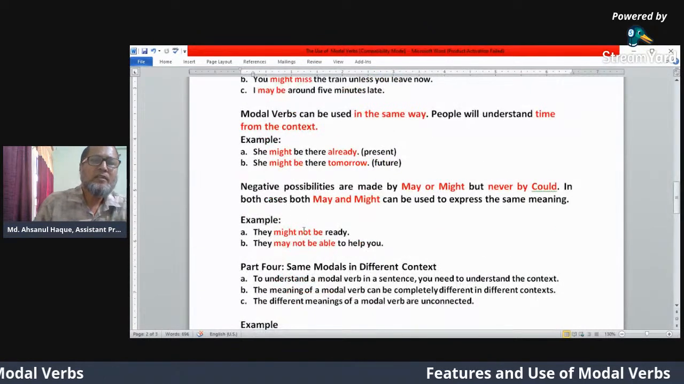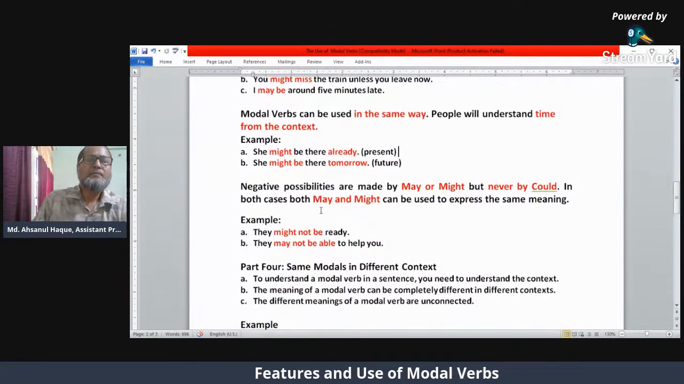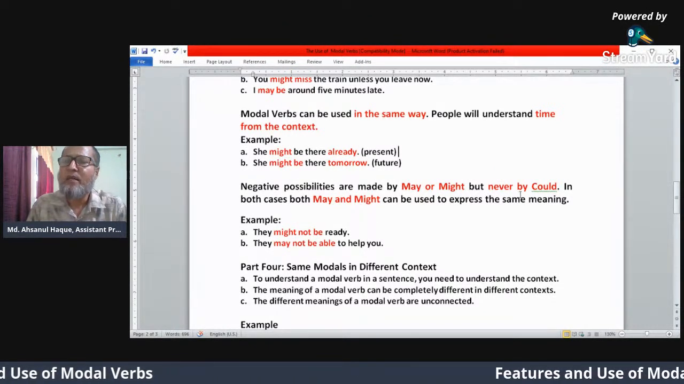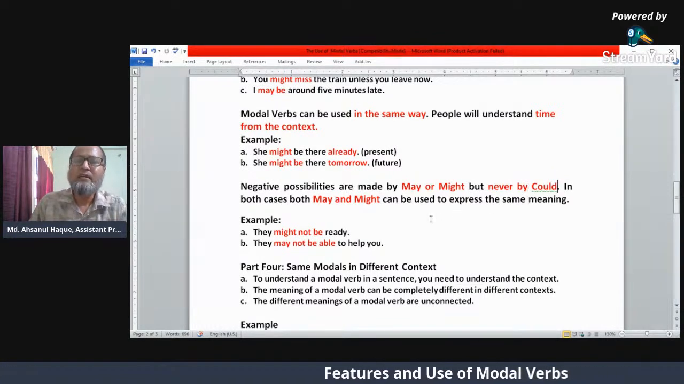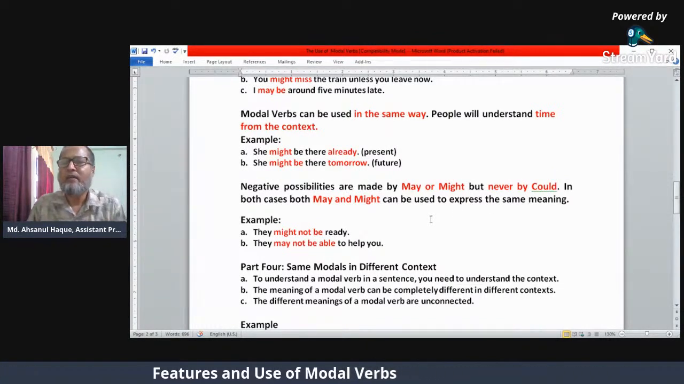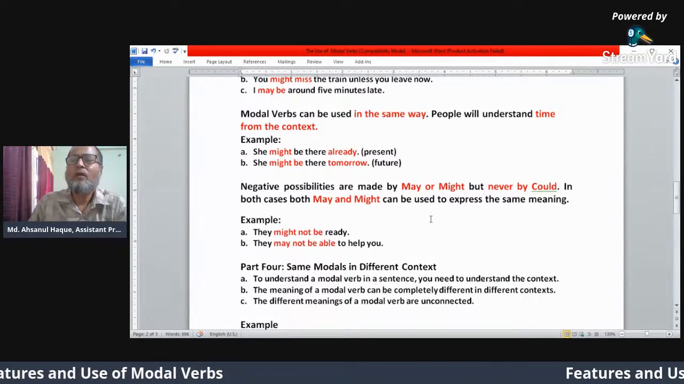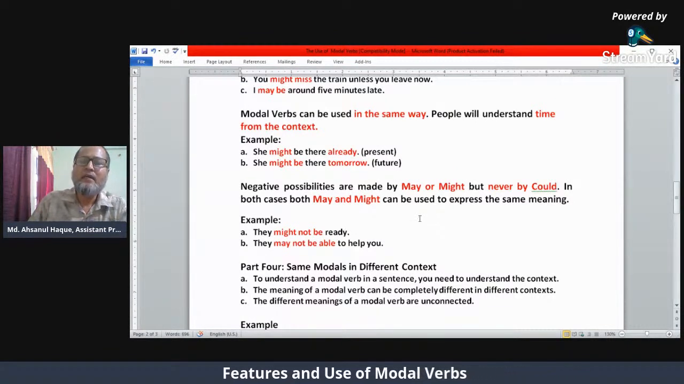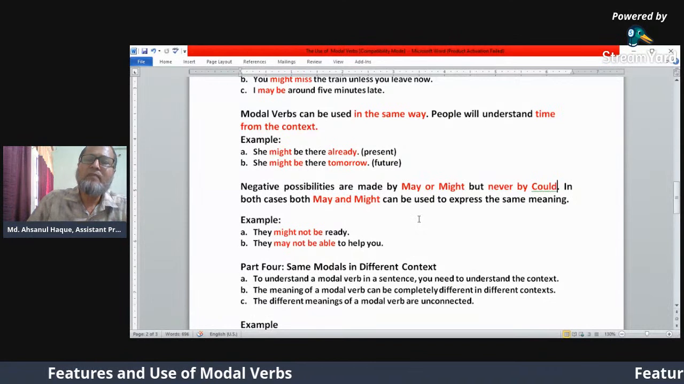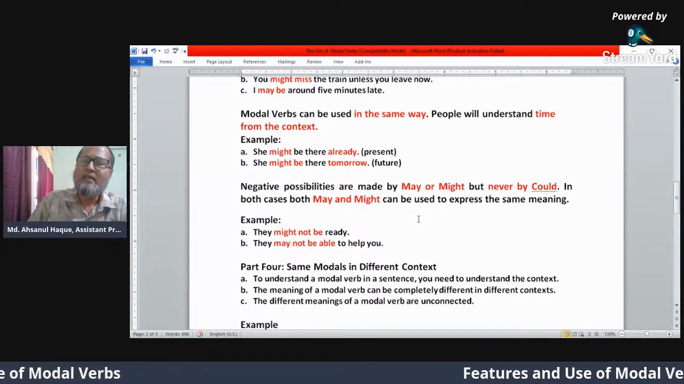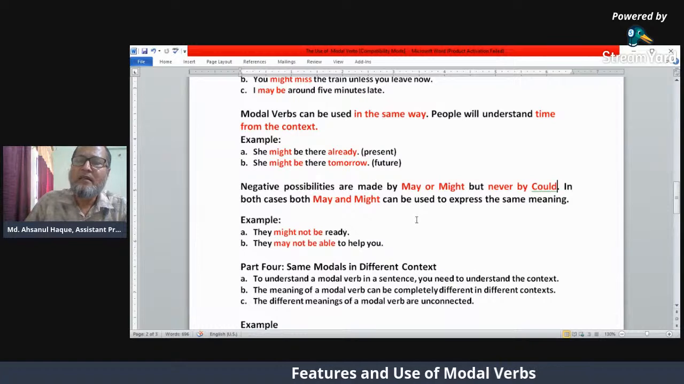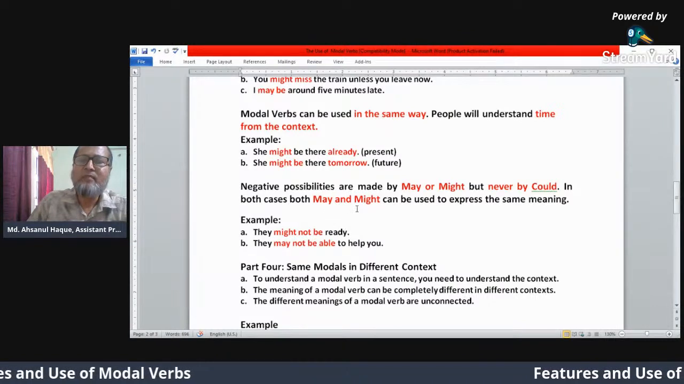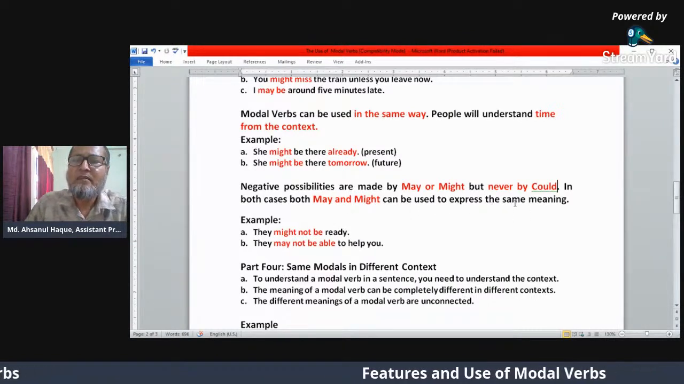Now, there is another very important issue to tell you. Negative possibilities are made by may or might, but never by could. That means we can say may not, might not, but we cannot say could not. When we try to express possibility, we say it might rain, it may rain, but we can't say it could not rain. In both cases, both may or might can be used to express the same meaning.